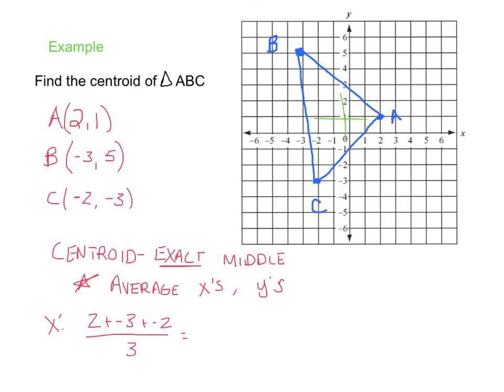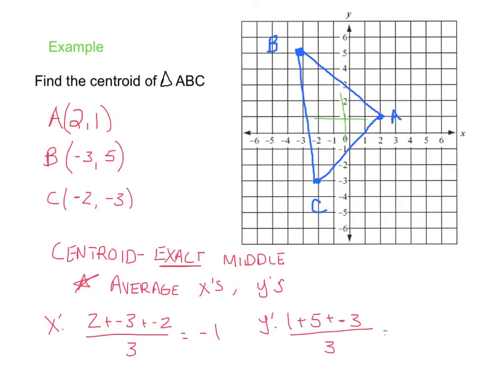If we add this up, we get 2, that's going to be 0, negative 3. That's going to be negative 1. You can do that in your calculator, but you see it's negative 1. So then you do y's now. You do 1 plus 5 plus negative 3. And then we still divide by 3.